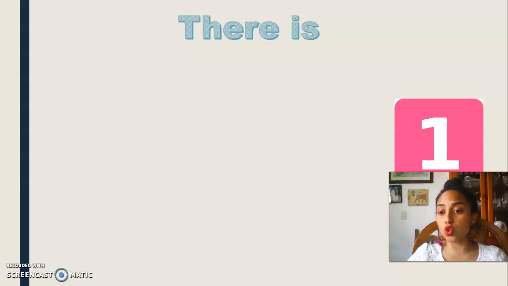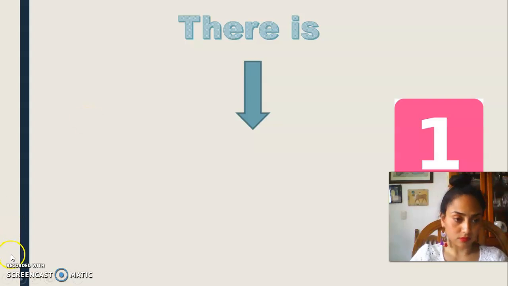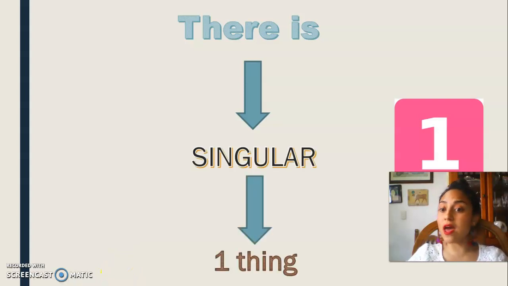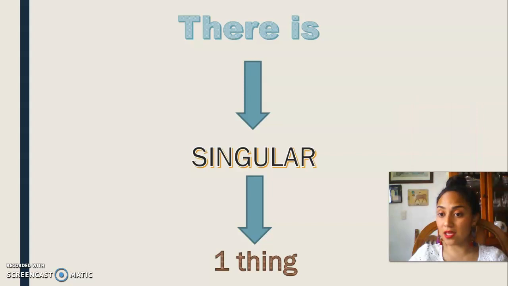We are going to use there is when it's singular. Okay? So remember, we use singular for one thing. Okay? Acuérdate, vamos a decir there is cuando queremos decir que hay una cosa. Okay?